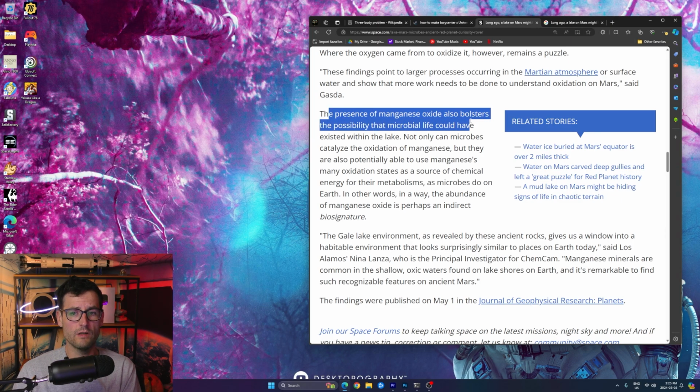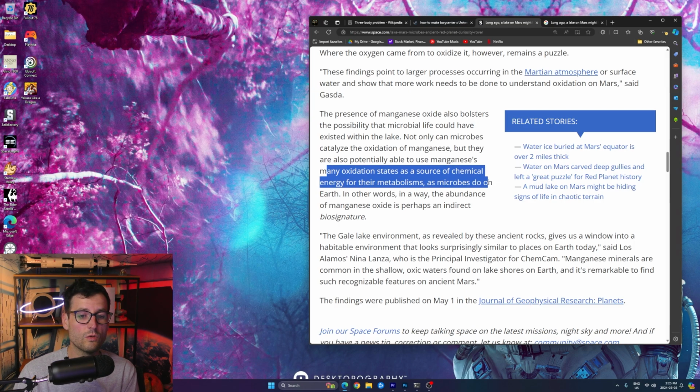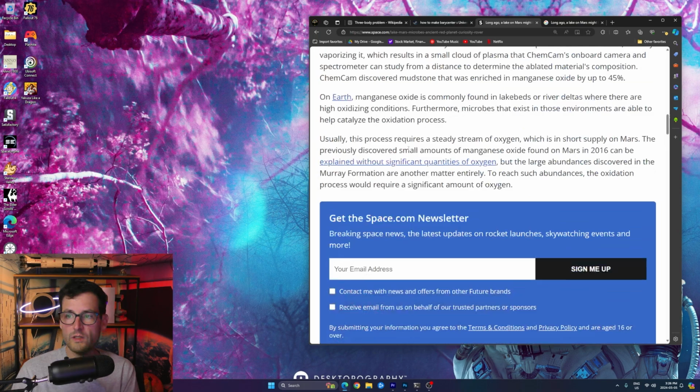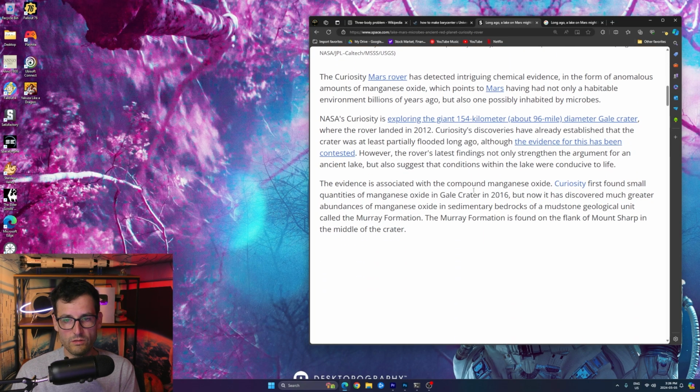The presence of manganese oxide also bolsters the possibility that microbial life could have existed within the lake. Not only can they catalyze the oxidation of manganese, but they are potentially able to use manganese's many oxidation states as a sort of source of chemical energy for metabolism, as microbes do on Earth. In other words, the abundance of manganese oxide is perhaps an indirect biosignature. Very cool. Curiosity is still out there doing its thing, shooting lasers at rocks, vaporizing things, collecting data. And we are just sitting here on Earth, lapping it up.